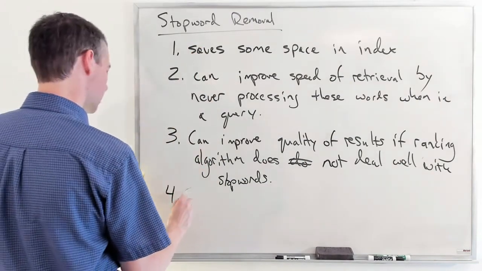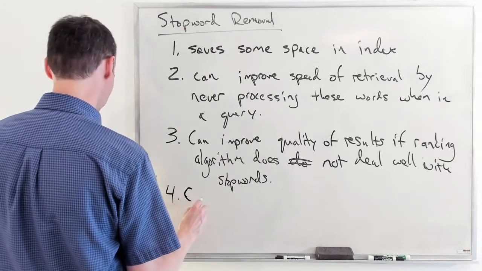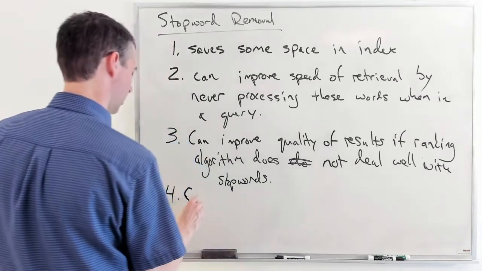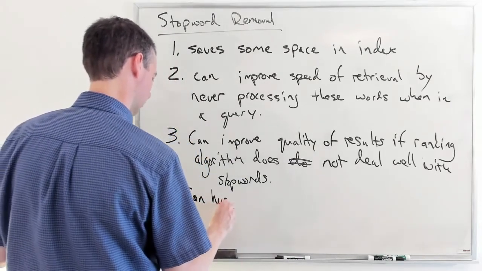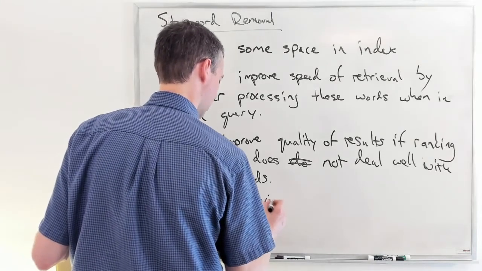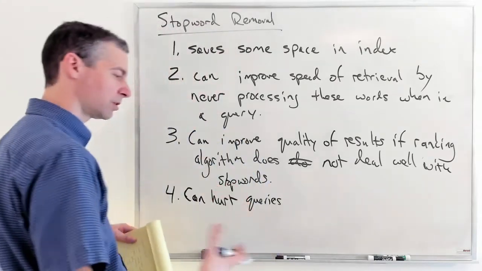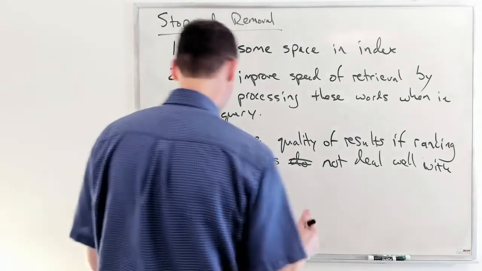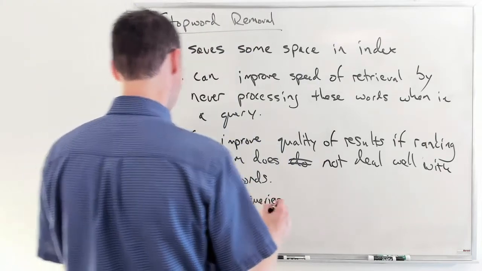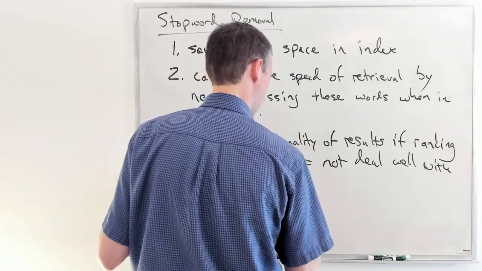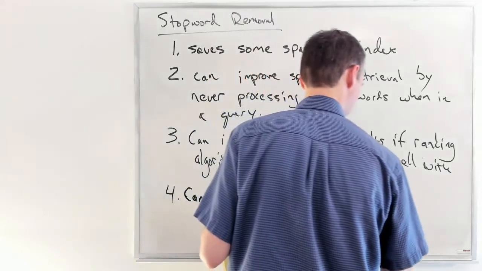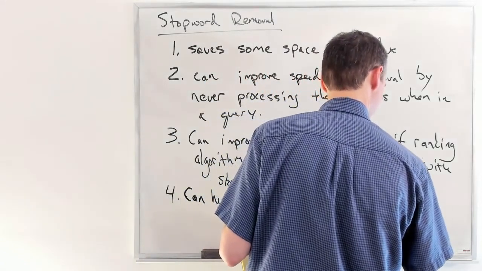So here's a disadvantage for stop word removal, is that it can hurt queries, which is really, when we say it can hurt queries, it's going to hurt the end user who's trying to find information to help them satisfy their information needs. So this can hurt the queries that require a stop word. Like what could that be?